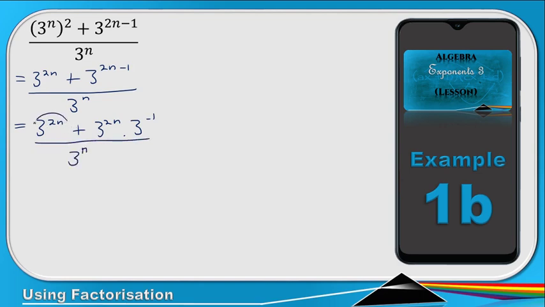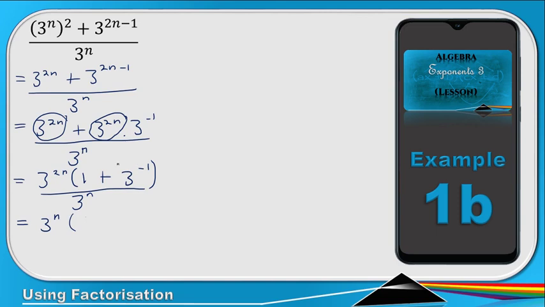Now we can go ahead and factorize out 3 to the power of 2n. And we take it out, and then what is left, the first term is just 1, plus the second term is 3 to the power of negative 1, all over 3 to the power of n. Now in this case, we can't simply cancel, because we've got a 3 to the power of 2n here and just a 3 to the power of n here. So we use our exponent laws, where we know if we divide the same base, we subtract the exponents. So if I have this base of 3 and I subtract my exponents, 2n minus n, then I'm just left with n.